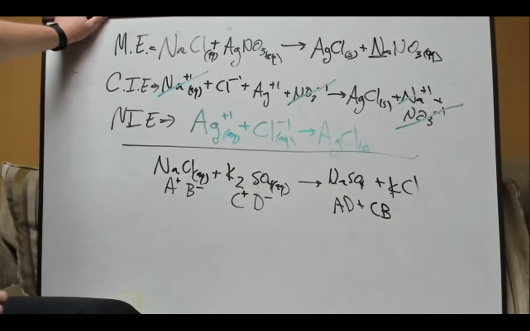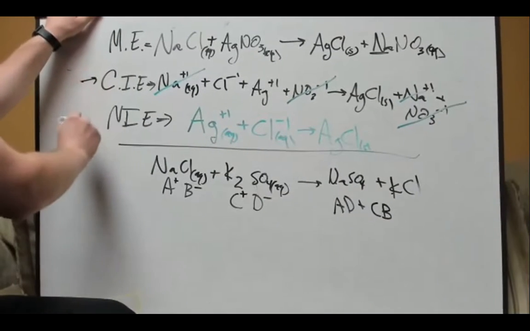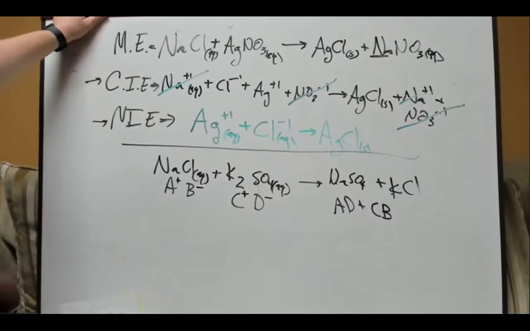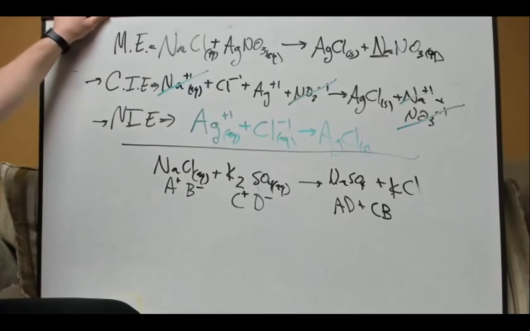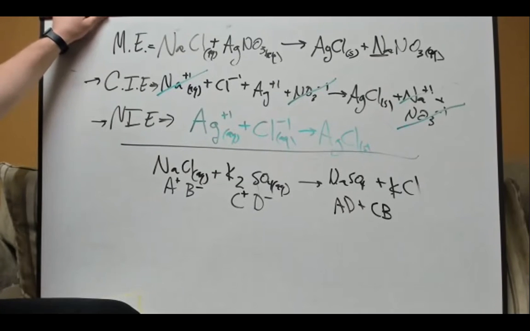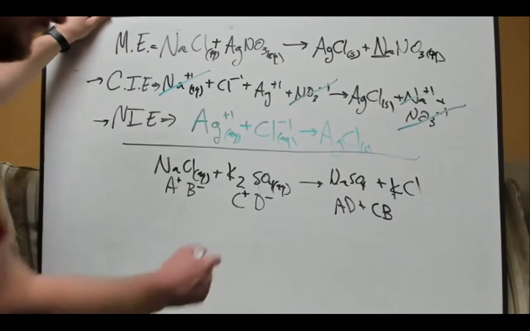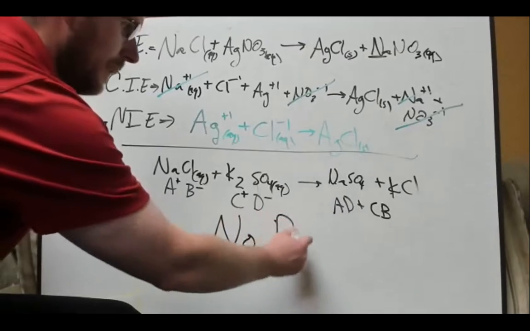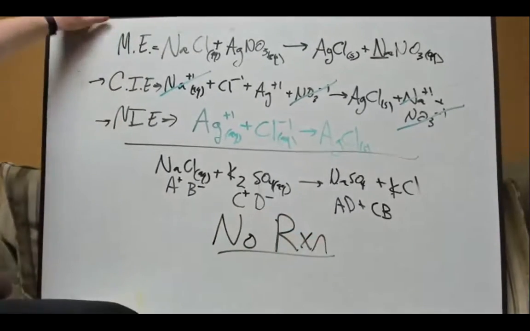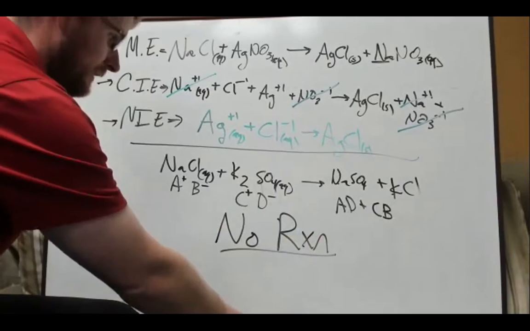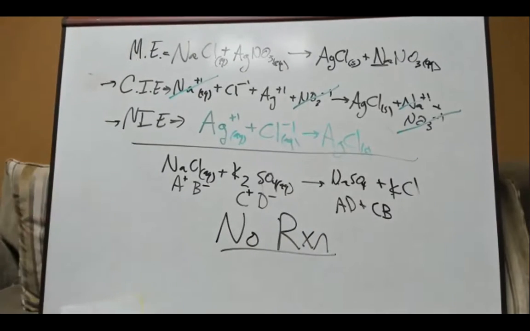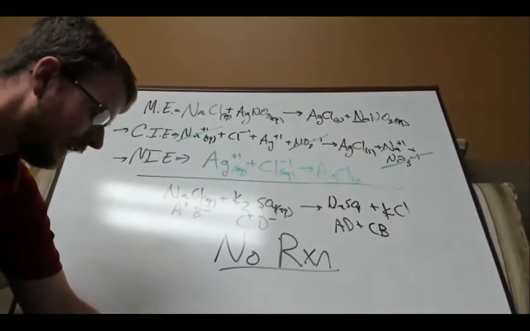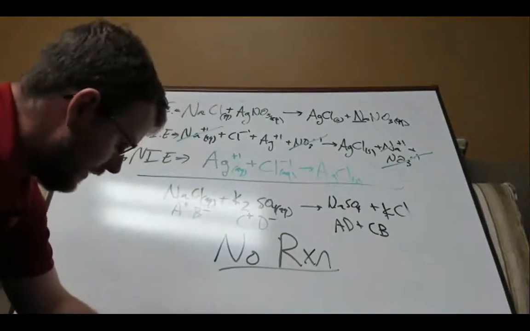Now I want you guys to do the complete ionic equation and the net ionic equation, and something weird is going to happen. Go ahead and pause it. You can do it, and then I'm going to give you what's weird. When you do that, what happens? There's nothing left, right? Everything is a spectator ion. There is no reaction. So when we talk about precipitation reactions, it is possible that you might get no reaction, and that's okay, because not everything leads to precipitation.